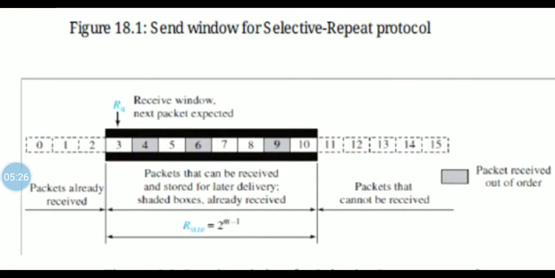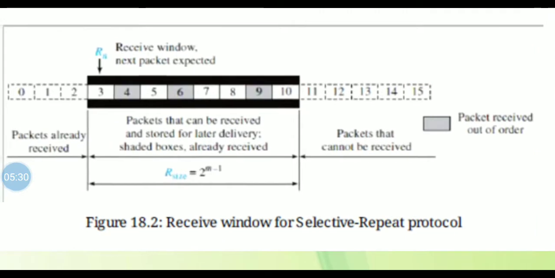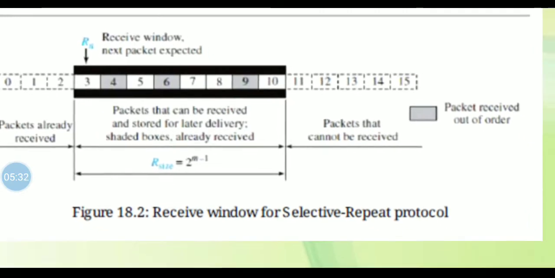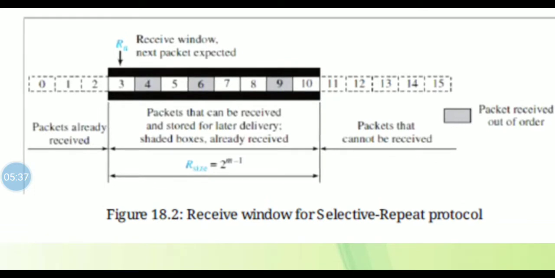Then this is the receive window for selective repeat protocol. You can see RN, receive window next packet expected. R size is 2 raised to m minus 1. Packets that can be received and stored for later delivery. Shaded boxes are packets already received. Packets that cannot be received have been shown. Packets received out of order. This represents that.